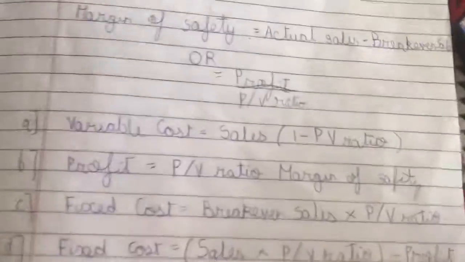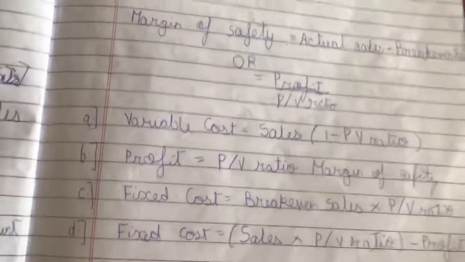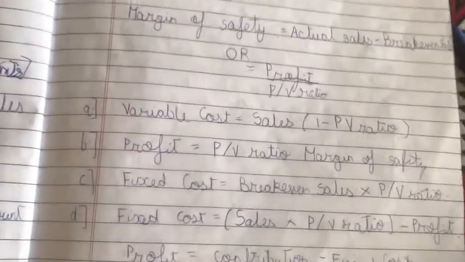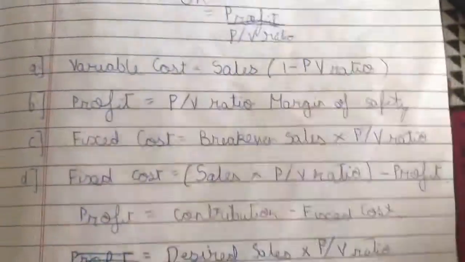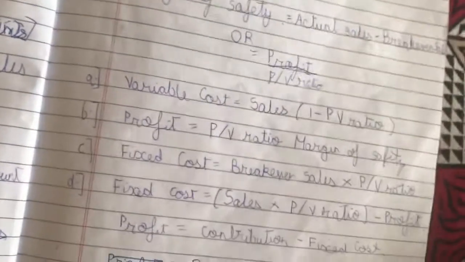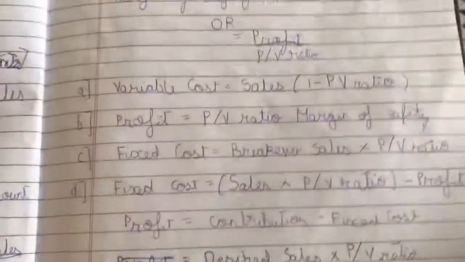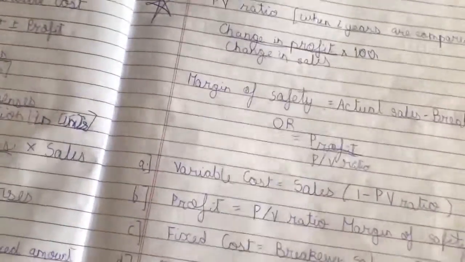Margin of safety. So margin of safety is what? What do you understand by safety? Safety is protection. If I face any consequences, if there are any contingencies which are unpredictable, we use it to see how safe we are. That's why this margin of safety formula is there.